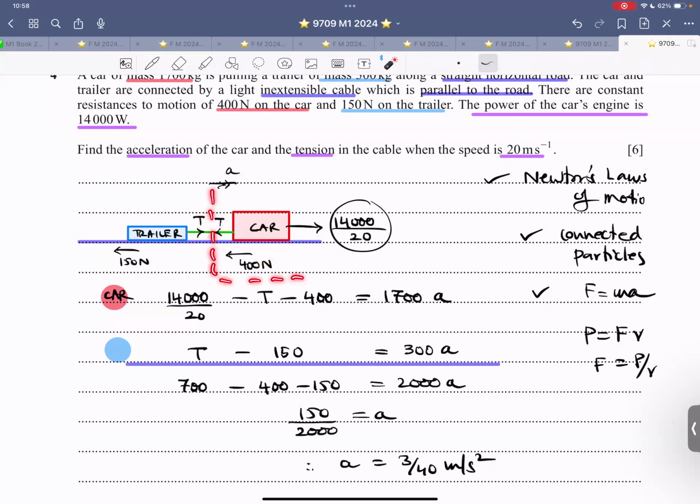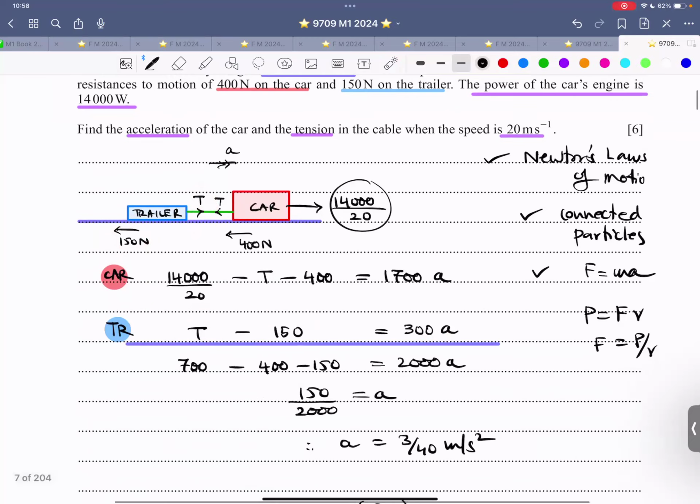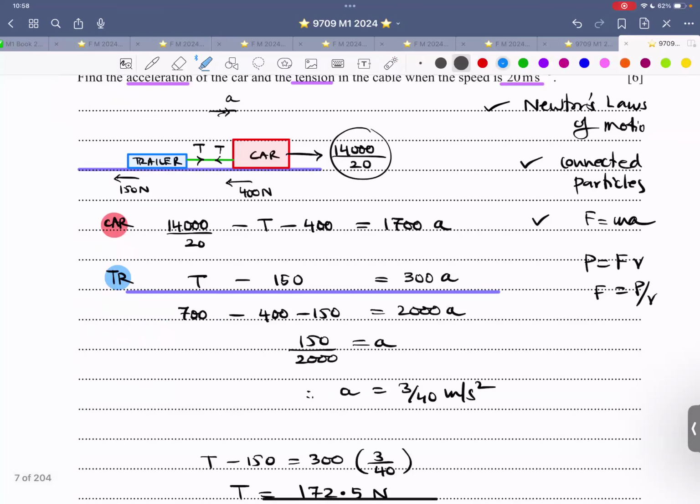Make one equation for the car. Look at this: forward force minus backward force is mass into acceleration. For the trailer, this is the forward force, this is the backward force: forward force, backward force, mass of trailer into acceleration. Add both, and what do you have? You have the system equation. That is how the connected particle equation of the system is formed.